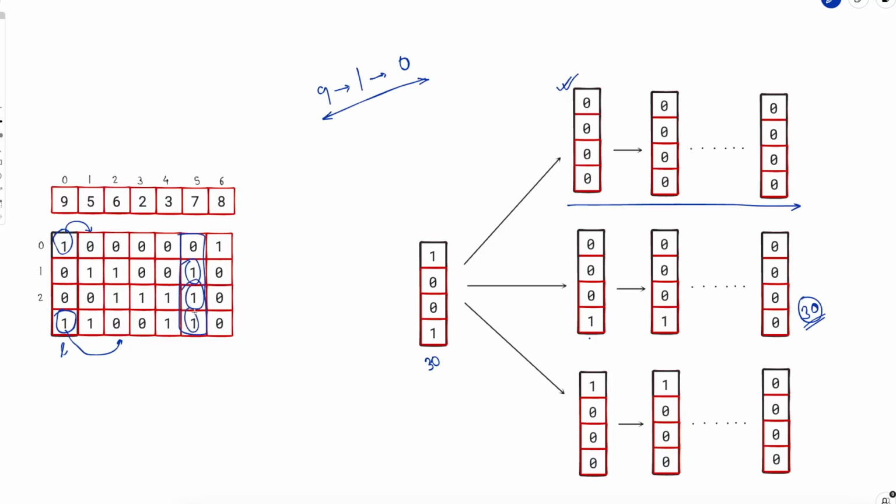So let's arrange them in the order of their nearest 0. In this case the nearest 0 is this, in this case the nearest 0 is this, and in this case as well the nearest 0 is this. So for all of them the nearest 0 is 6.